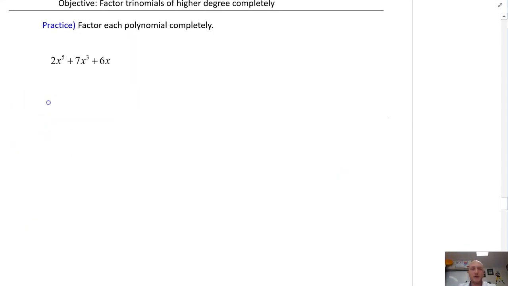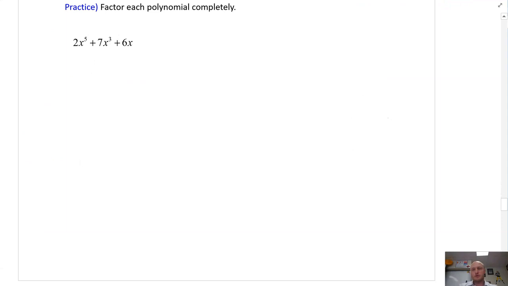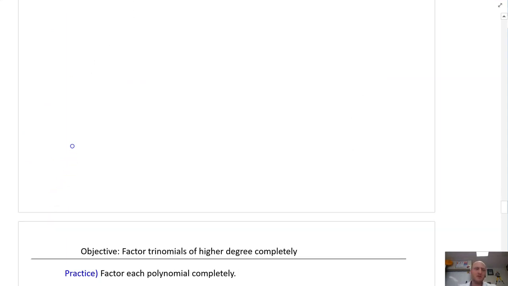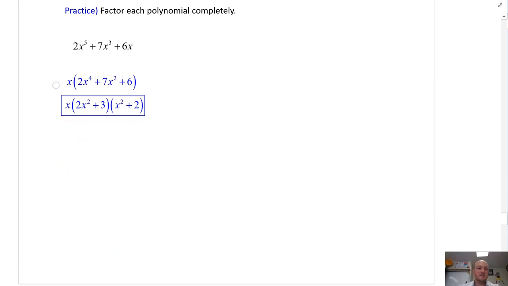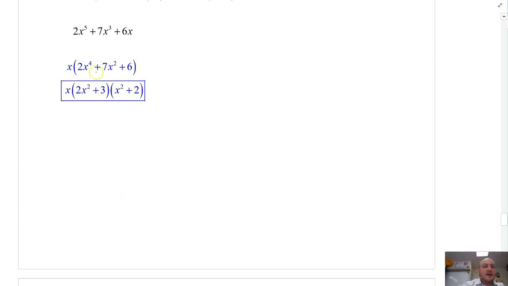I do have some practice problems. Please pause the video and try this one. All right, hopefully you paused the video. You do have a GCF of x initially, and notice here's your a term, here's your c term. So you want 2 factors that add up to give you your b value, which is 7, and multiply to give you a times c, which is 12. That would obviously be 3 and 4. And then here is your solution.